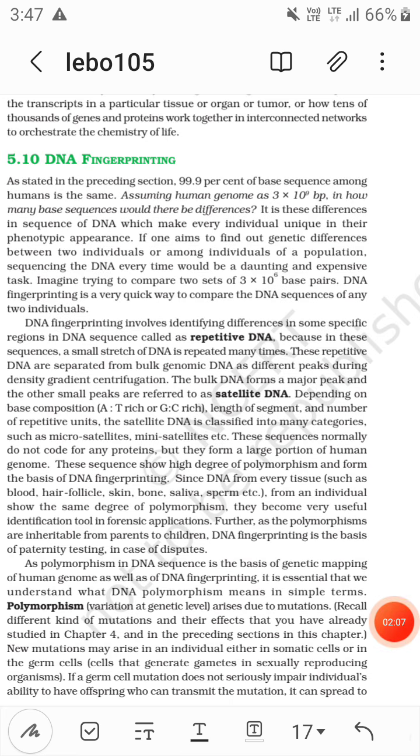Now how is this repetitive DNA separated from bulk genomic DNA? The repetitive DNA is separated from the bulk genomic DNA that we don't want as different peaks during density gradient centrifugation. The bulk DNA that we don't want forms a major peak, and the other small peaks which we want are referred to as satellite DNA. So repetitive DNA is satellite DNA kind of thing.